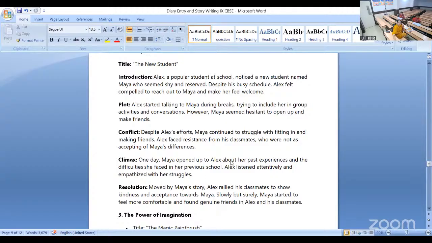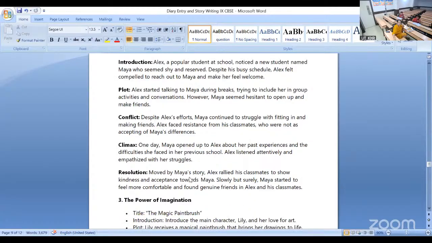One day Maya opened up to Alex about her past experiences and the difficulties she faced in a previous school. Alex listened attentively and empathized with her struggles. Moved by Maya's story, Alex rallied his classmates to show kindness and acceptance towards Maya. Slowly but surely, Maya started to feel more comfortable and found genuine friends in Alex and his classmates.